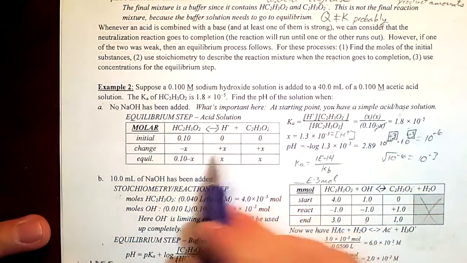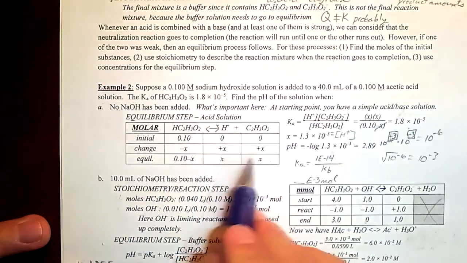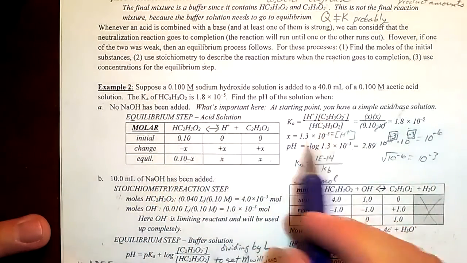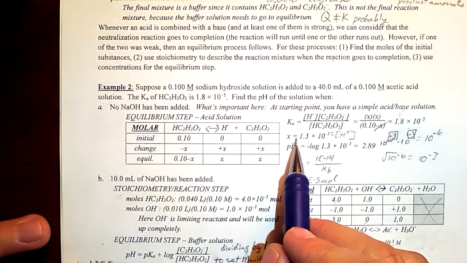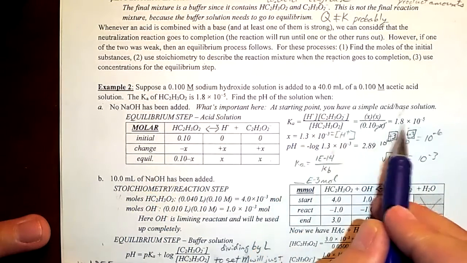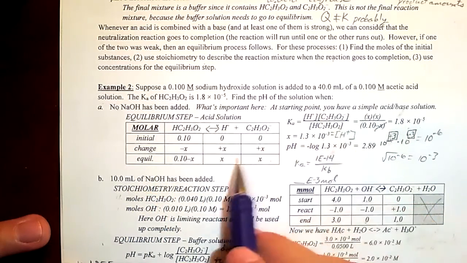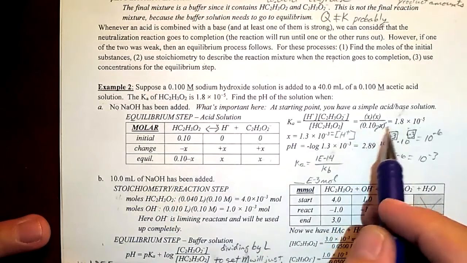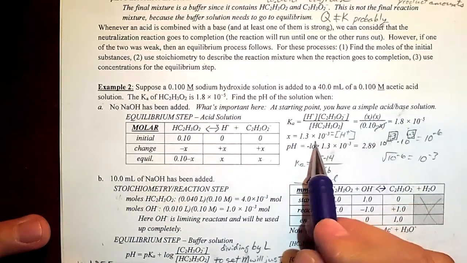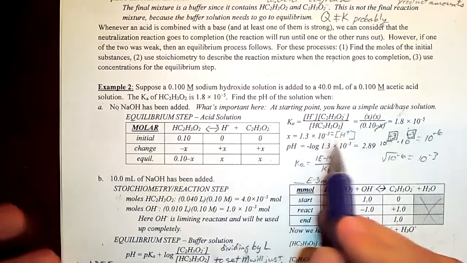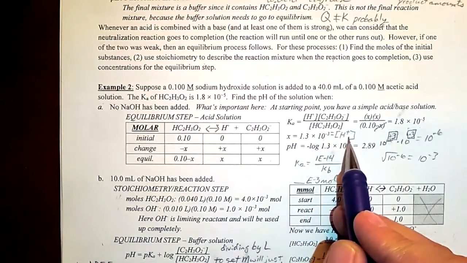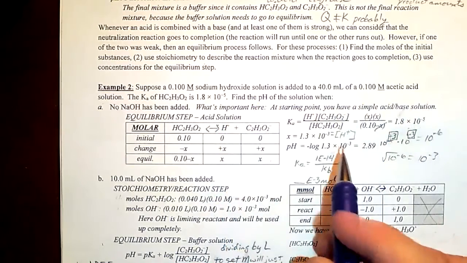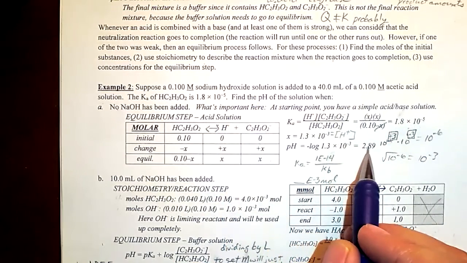We have none of this and none of this. We lose some, we gain exactly the same amounts. We lost this and we gained that. So Ka is 1.8 e negative 5, and it's equal to products over reactants, all to the first power, except that Ka is small enough I can cross out x, and we generate x, which is H plus. Notice it's H plus, and I wanted pH, right? Find the pH of the solution. So I can take the negative log of that and get pH.